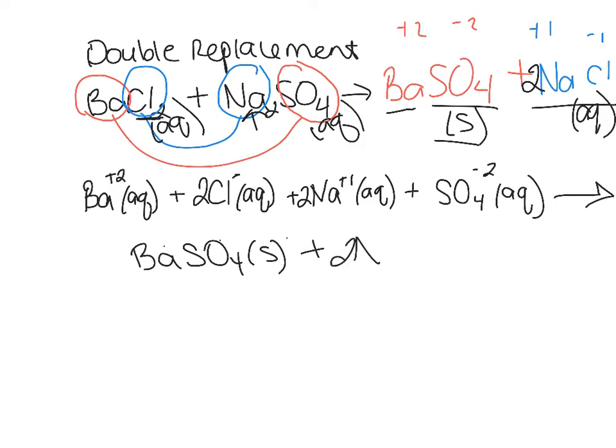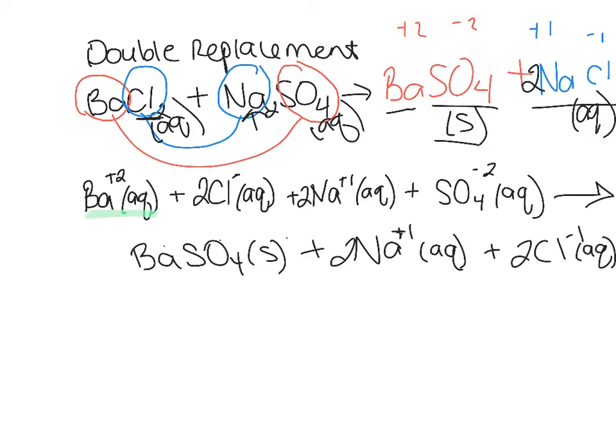So I have 2 Na, that's a +1, that is AQ. And I have 2 Cl's, each one a -1, and it's AQ. All of that breaks apart. Now, when you're writing your net ionic, you look from left to right to see what does not change. That's how I do it. I look to see what does not change.